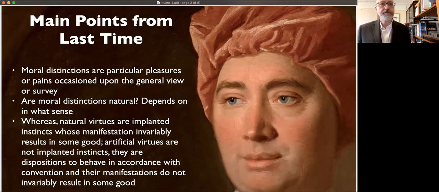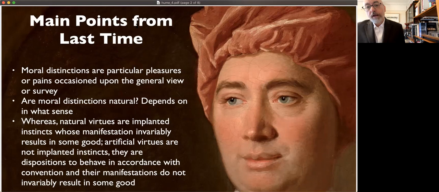the child is hungry. Now, the second feature is that the manifestation of a natural virtue always results in at least some good. So each performance of the relevant type of action in the relevant type of circumstance is going to result in some good. So if kindness moves you to feed a hungry child, then the action results in some good. The hunger of the child is abated, at least for now.